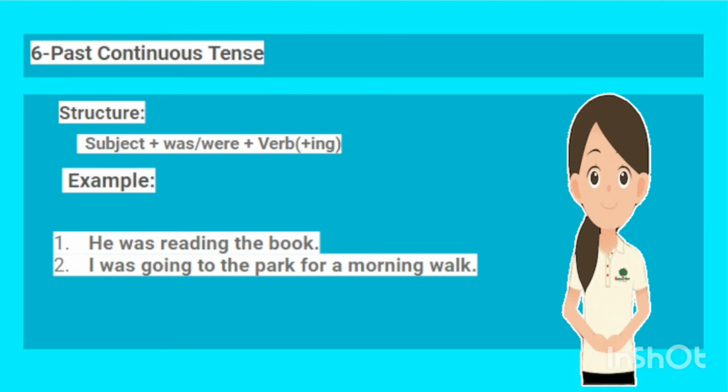This type of past tense is used to describe an event or occurrence that is ongoing or continuing in the past. The structure of this tense is subject, was, verb, ing form and then object. For example, he was reading the book, I was going to the park for a morning walk. Past continuous tense is also called past progressive tense.